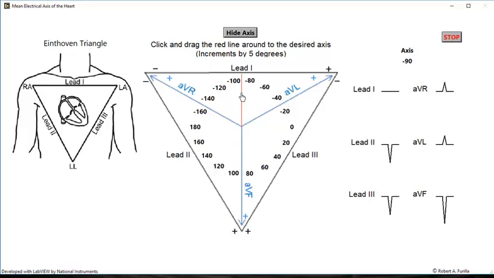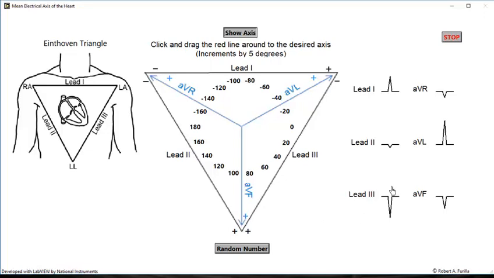Here we can see lead 1 is perpendicular, so it's parallel to AVF. AVF is pointing downward, so it must be moving toward the negative electrode, and we're moving up in this direction toward minus 90 degrees. Now what I'm going to do is hide the axis. I'm going to run a random number generator to come up with an axis, and that axis is going to then project the electrode R waves.